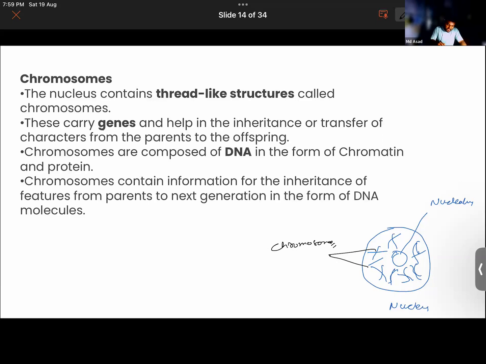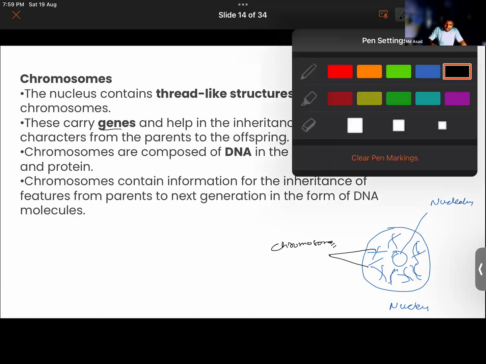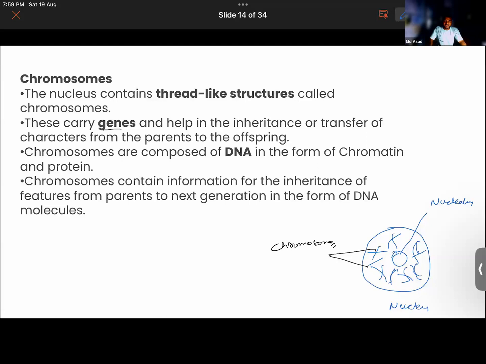They are basically carrying the genes, and genes in our previous classes also we have studied, particularly in the chapter on reproduction. They help in the inheritance, or transfer, of characters from the parents to the offspring. Like if parents have brown eyes or curly hair, these traits might get transferred from them to their offspring.